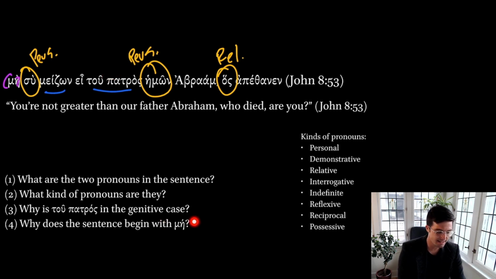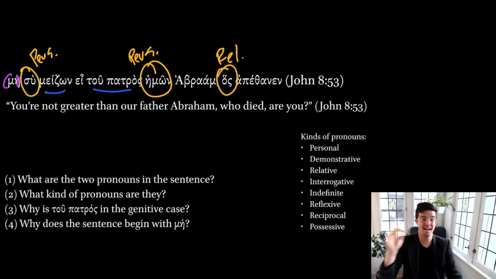And then why does the sentence begin with me here? This is because it expects a negative or a no answer. You're not greater than our father Abraham who died, are you? Expecting Jesus to say no, or expecting that the answer to that question is no, that Jesus could not be greater than the father Abraham. They're going to be a bit wrong about that though.